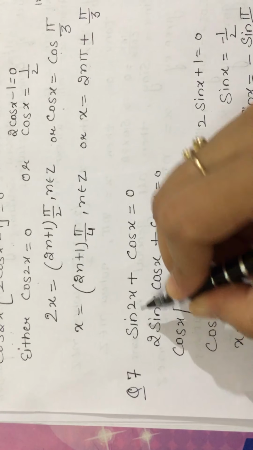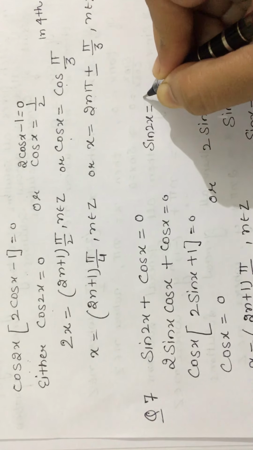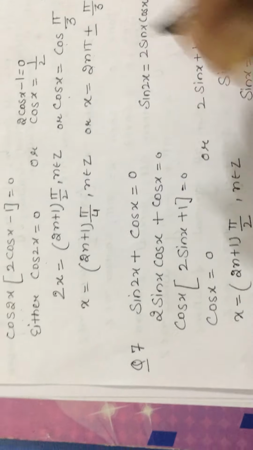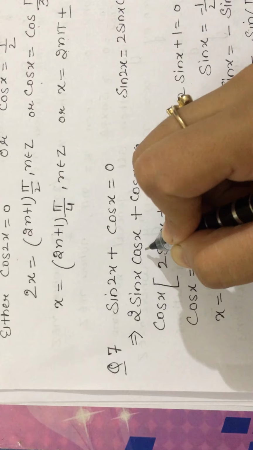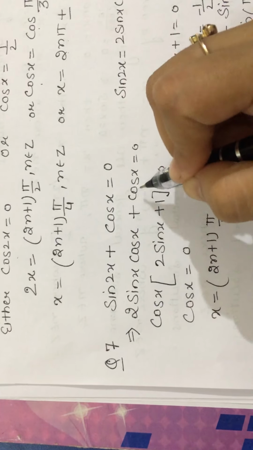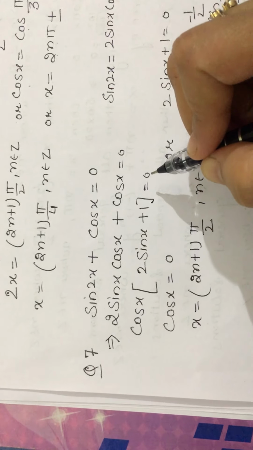Again you know that sin 2x can be written as 2 sin x into cos x. So use this identity. That means this can be written as 2 sin x into cos x plus cos x equal to 0. Take cos x common. So you have cos x into 2 sin x plus 1 equal to 0.